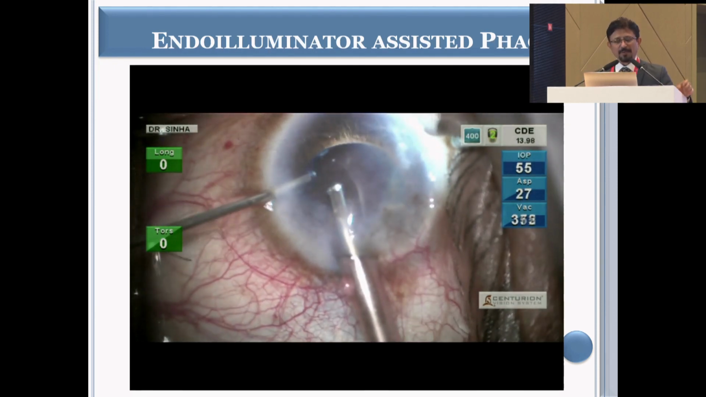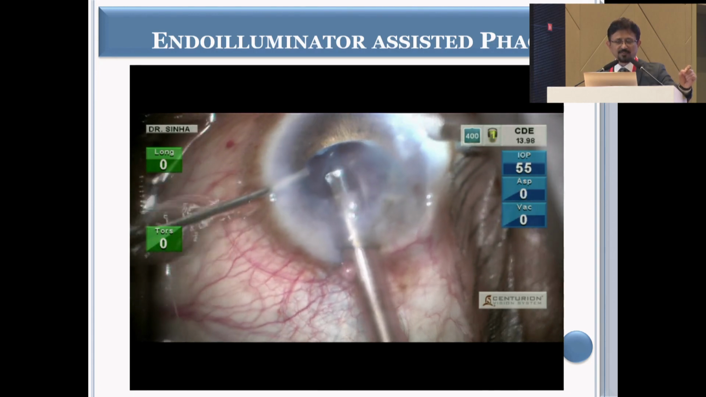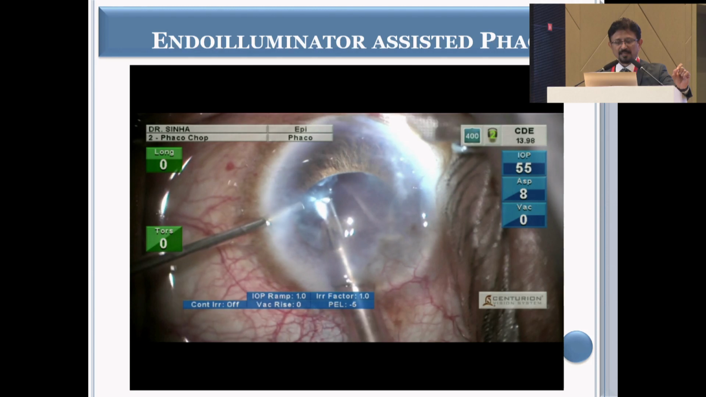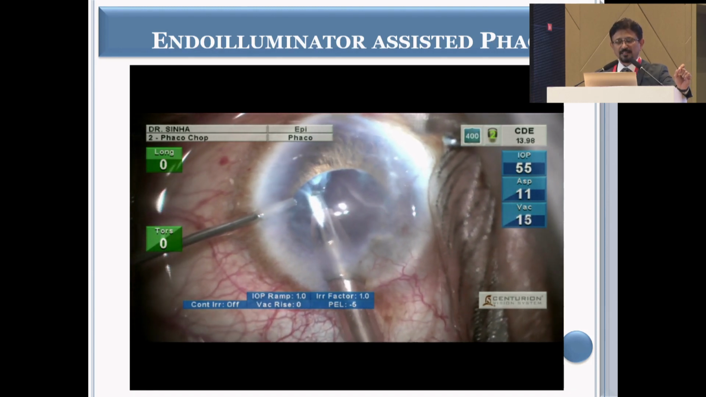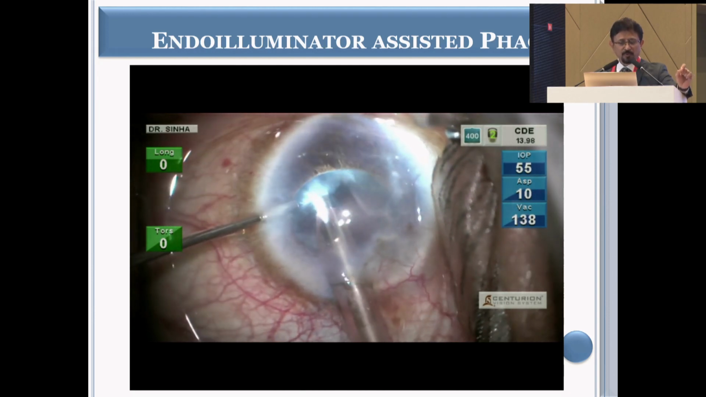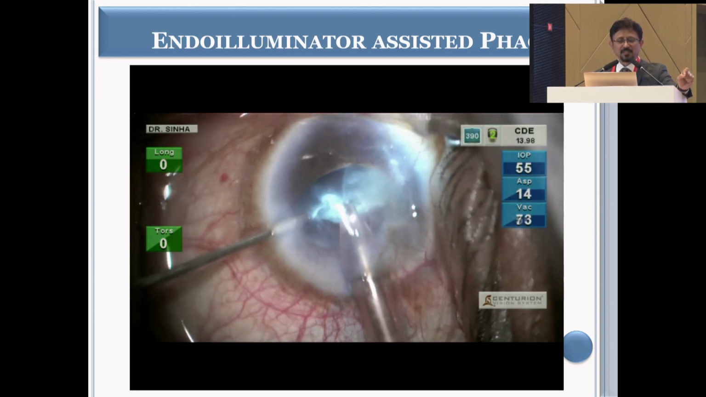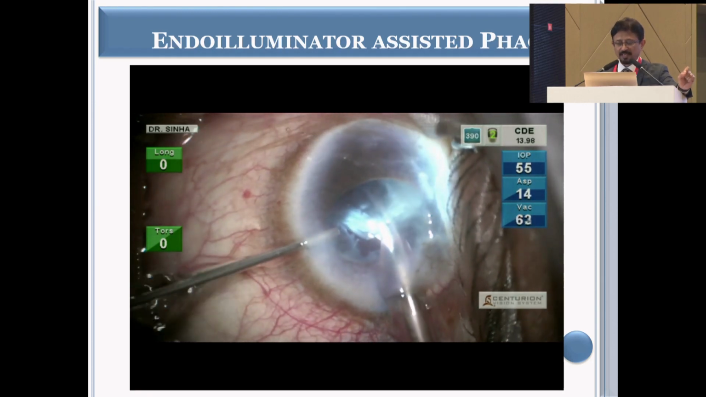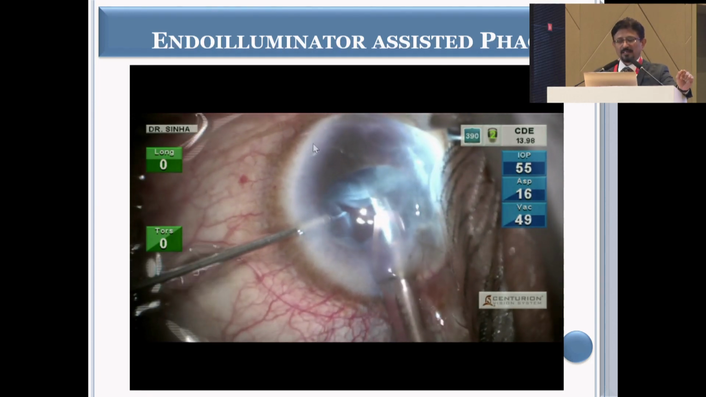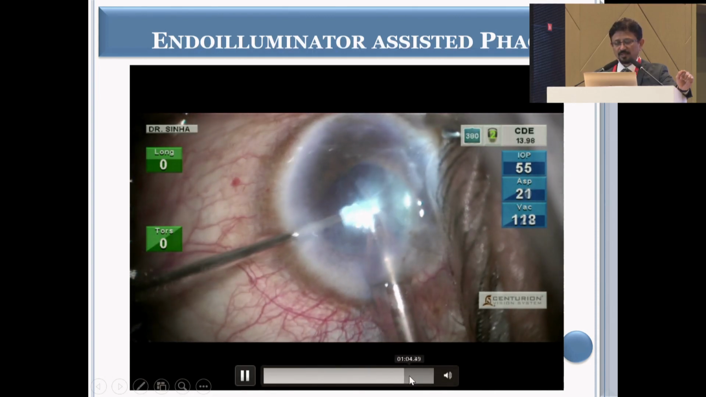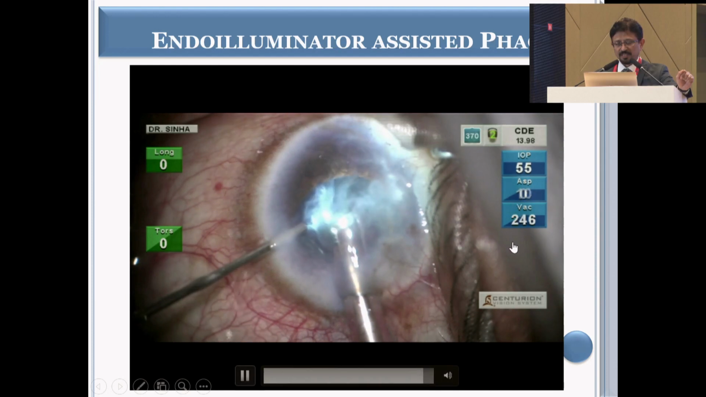But once the chopping is complete and you have to remove the epinuclear plate, the endoilluminator should be taken inside the anterior chamber, and thereby you can hold the epinuclear plate carefully without causing any damage to the anterior capsule or the posterior capsule. And this is how it improves visualization, and you can complete the procedure.